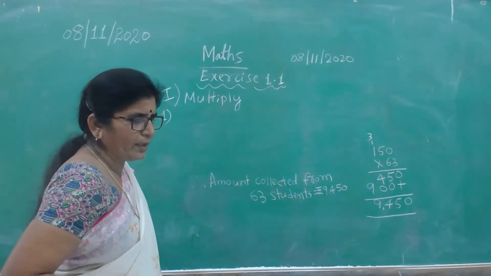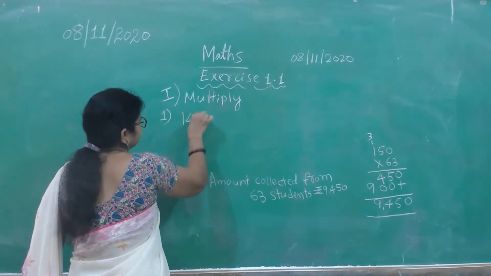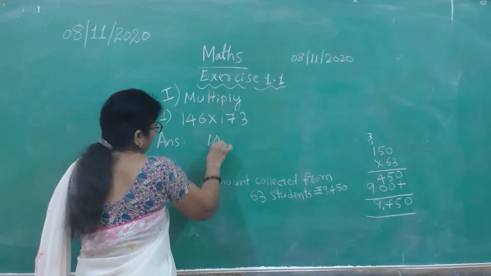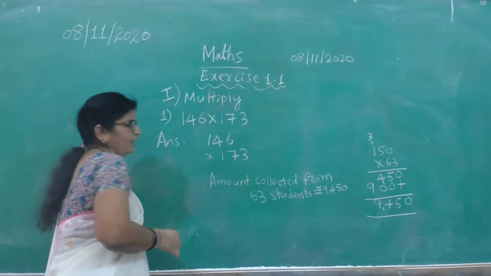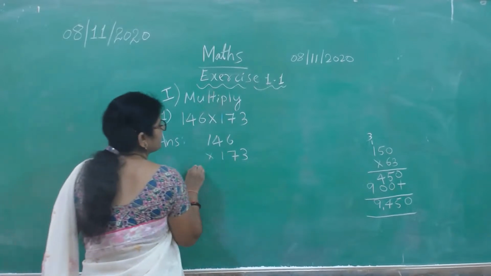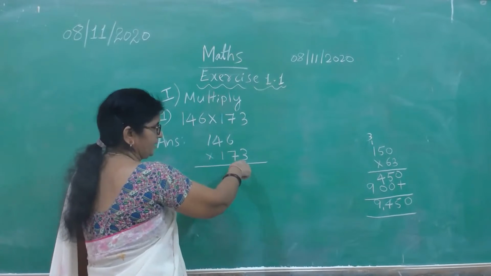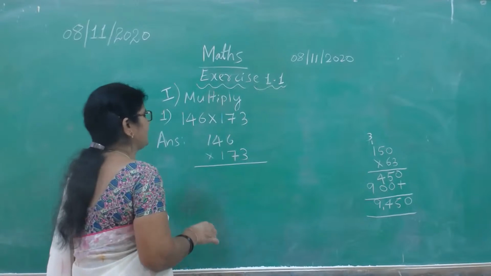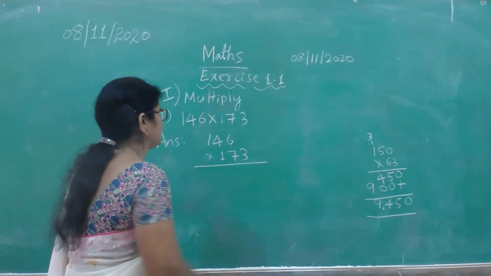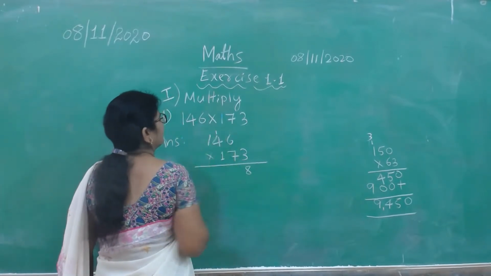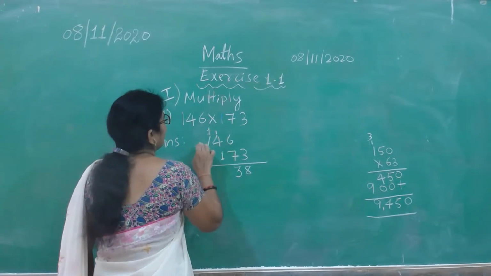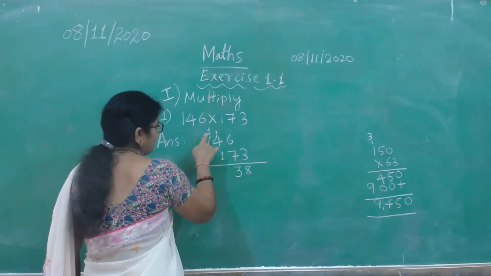First one, 146 into 173. First step, first row, unit place. 3 is in the unit place, 7 is in the tens place, 1 is in the hundreds place. So, first row, take 3, that is in the unit place. 3 6s are 18, carry 1. 3 4s are 12, plus 1, 13, carry 1. 3 1s are 3, plus 1, 4.